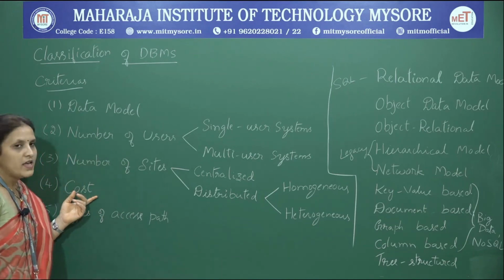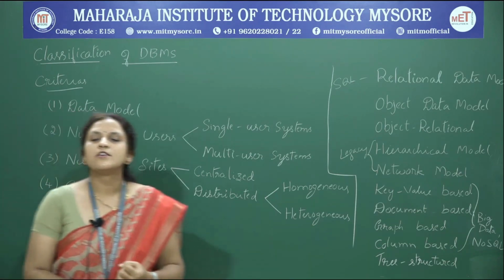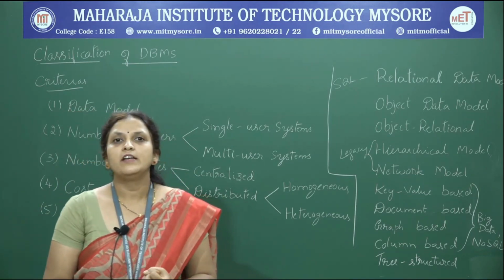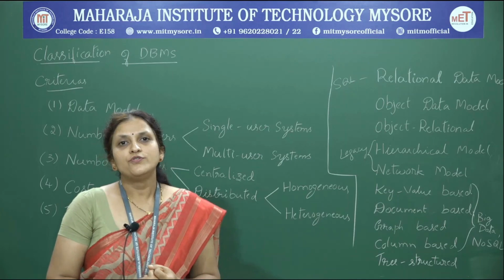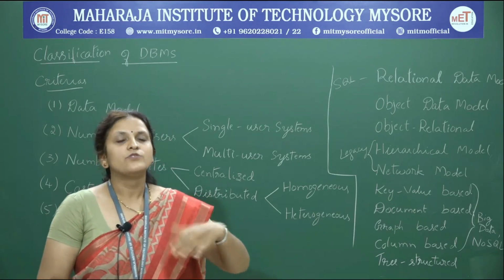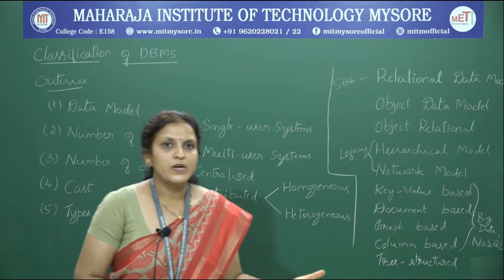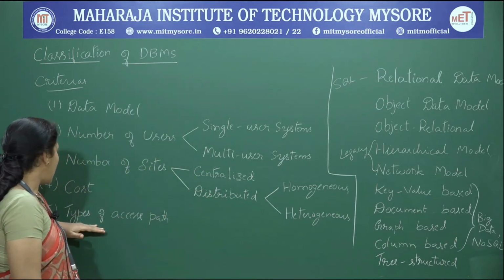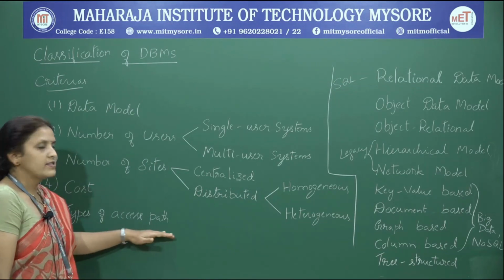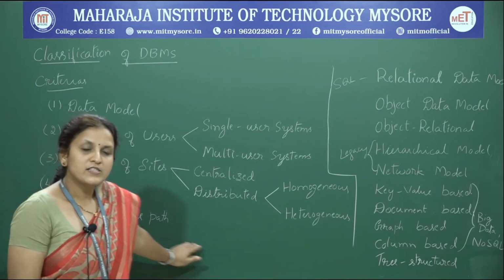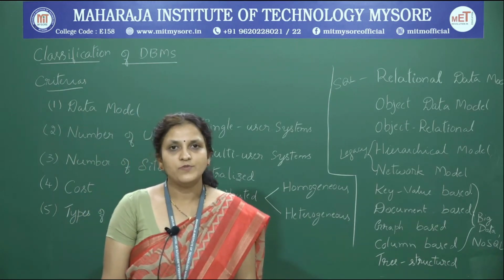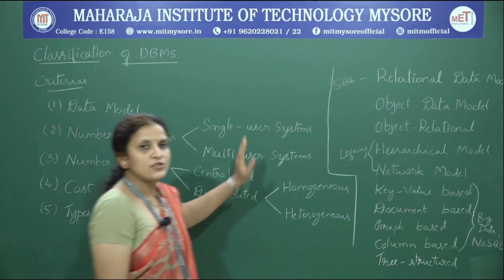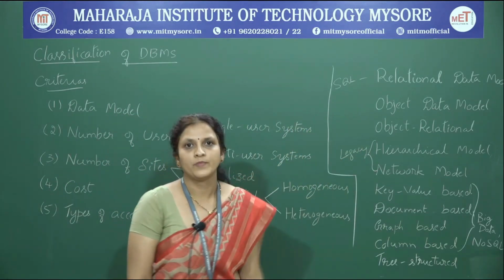The next is cost. As we all know, different database management systems will cost differently. Free trials will be given for a few days and then you will be asked to pay to use it. So, depending on the cost, we can find several DBMS, but there is no clear distinction here with respect to cost. And the last criterion is the type of access path that is given to files which are stored in the database management system. So, these are the 5 criteria based on which we are going to classify the database management system. Thank you.